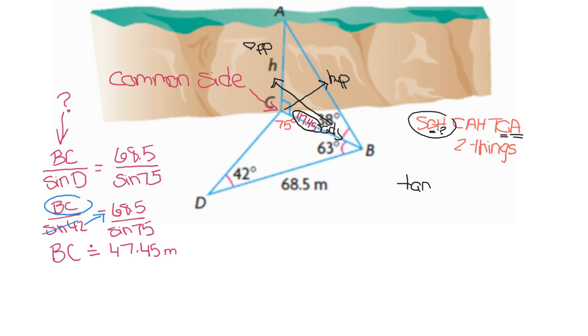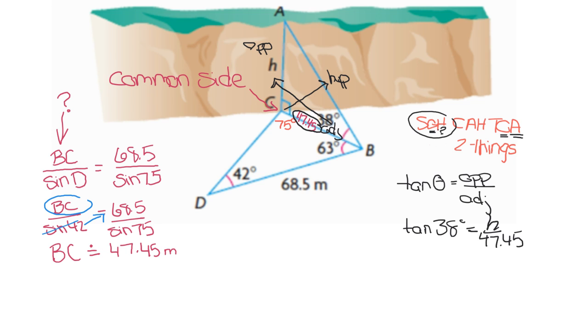Tan, the ratio is tan theta equals opposite over adjacent. So we're going to fill in what we know. We know that theta is 38 degrees. The opposite side, we don't know that, that's h. The adjacent side is our answer that we just got over there, 47.45.